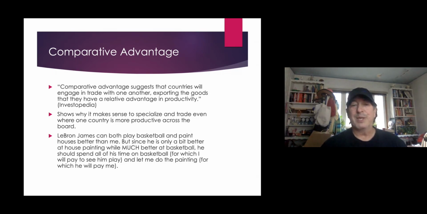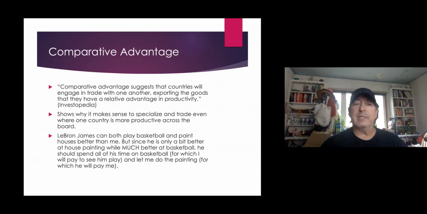So, as an example, let's assume, and I think we don't have to make any heroic assumptions here, this is probably quite obvious, that LeBron James can both play basketball better than me, and he can paint houses better than me. He's stronger. He can reach further. He can probably last longer. So LeBron James probably can do both those things better than me. But he's probably only a bit better in house painting, and he is much better at basketball.